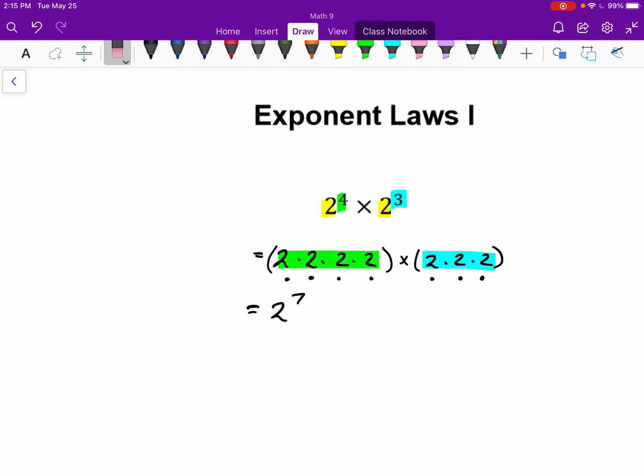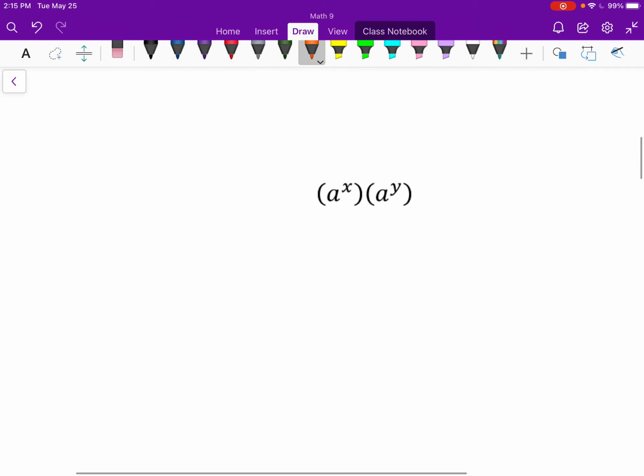While this is totally correct, I really didn't have to write it out as repeated multiplication to figure that out. In the end, I could realize that all I really have to do is add my exponents together. 4 plus 3 is 7. And so in general, if I have two powers with the same base but different exponents, then I can always write this as a single power with that one base, a base of a, whatever the number is, and just add my exponents, x plus y.